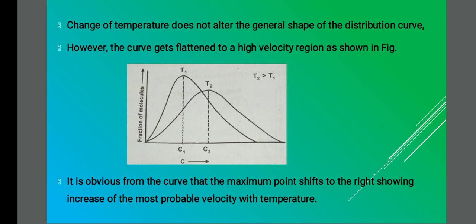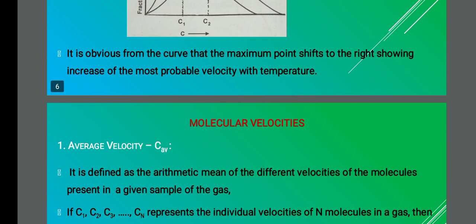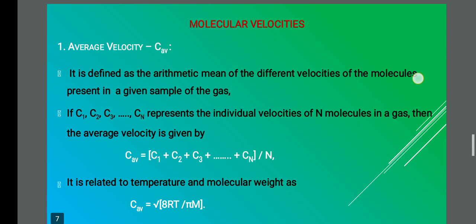Is it okay? So the next point you are going to see is the different velocities. If you take molecular velocities, we have three velocities: average velocity, root mean square velocity and most probable velocity. Then we can see the relation between these three. I'll explain one by one. The velocities are average velocity, root mean square velocity, most probable velocity. First we will see average velocity.